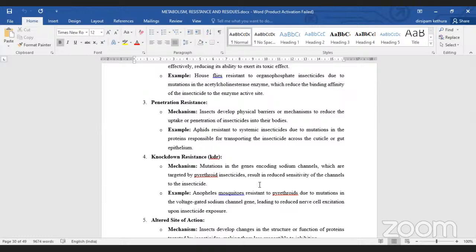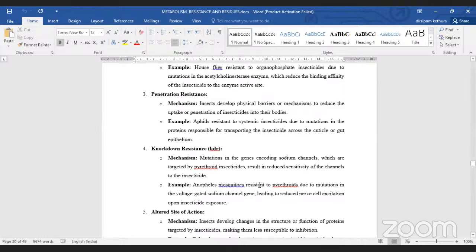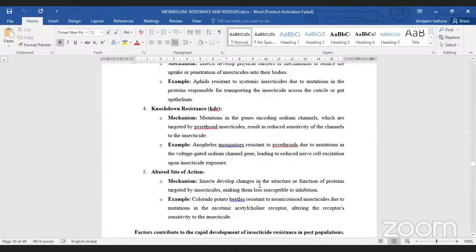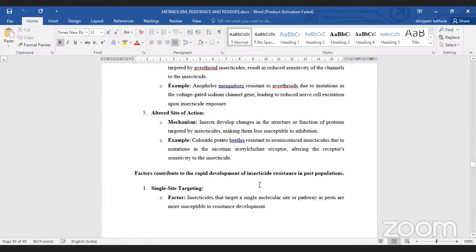Coming to the example, aphids resistant to systemic insecticides due to mutations in the proteins which are responsible for transporting the insecticide across the cuticle or epithelium. And the fourth one is knockdown resistance. Mutations in the genes encoding sodium channels, which are targeted by pyrethroid insecticides, result in reduced sensitivity of the channels to the insecticides. Example, Anopheles mosquitoes resistant to pyrethroids due to mutations in the voltage-gated sodium channel gene, which leads to reduced nerve cell excitation upon insecticide exposure.